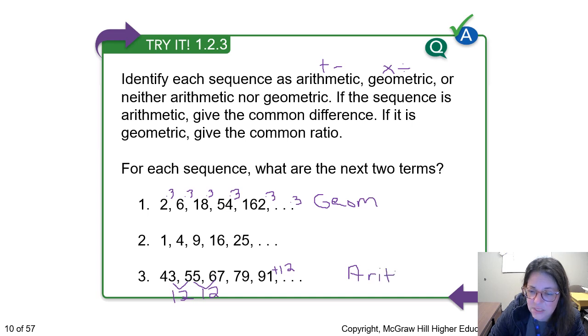Okay, the middle one is neither. It is actually the sequence of perfect squares, which is a quadratic formula. We don't have to know that in this class, but it is quadratic. And so I know that the next one is 6 squared is 36, 7 squared is 49, and 8 squared is 64.